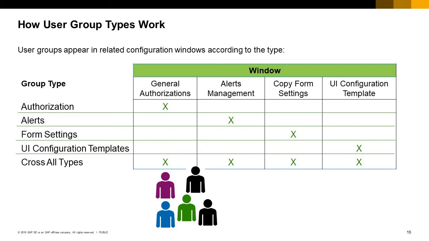UI configuration templates groups appear in the UI configuration template setup window, allowing you to assign a UI template simultaneously to all the users in the group. Cross all types groups appear in all four configuration windows. This allows you to assign the users in this group in any one of the configuration windows.